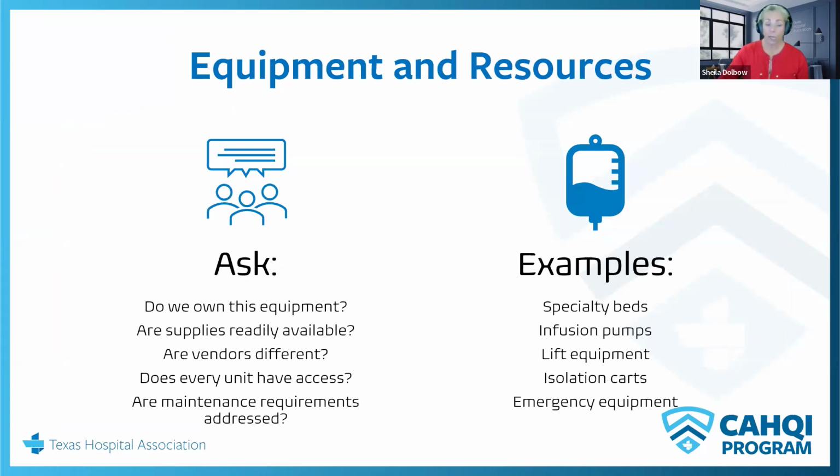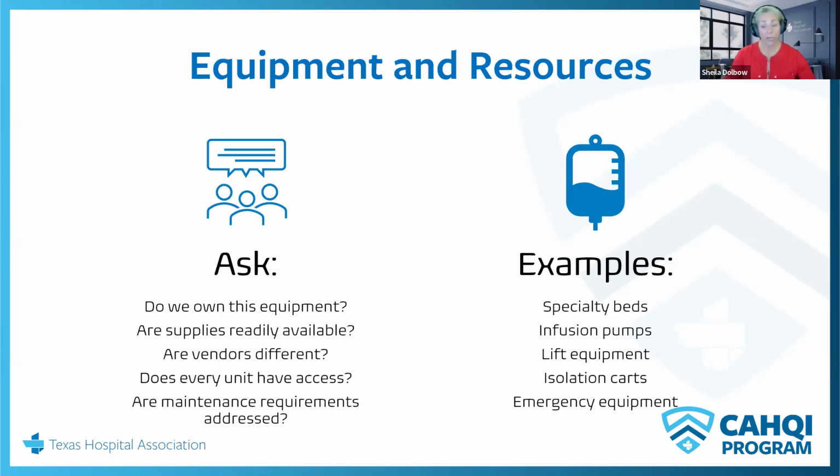We have to take a look when it comes to equipment and resources. Do we even have it? Or are the supplies actually available? What about our vendors? Does this mean you're going to have to switch a vendor for a certain product? And does every unit have access? And what are the maintenance requirements that need to be addressed? Because your maintenance department is going to have to be included.